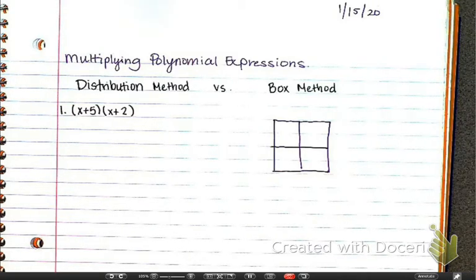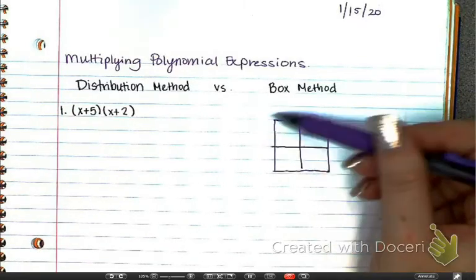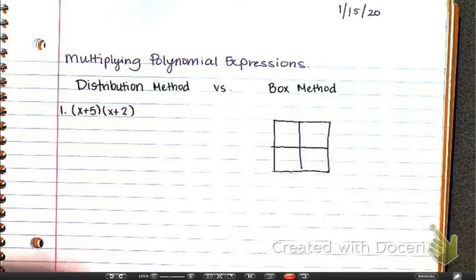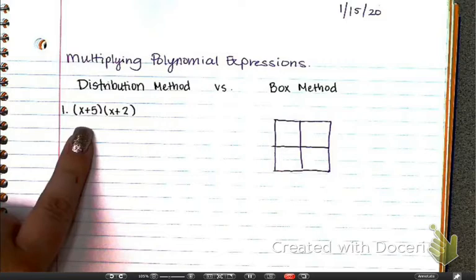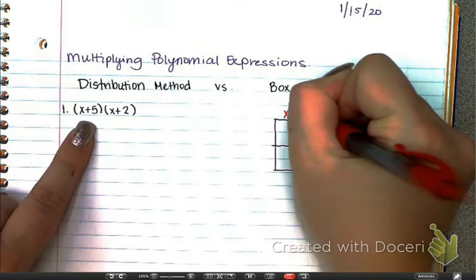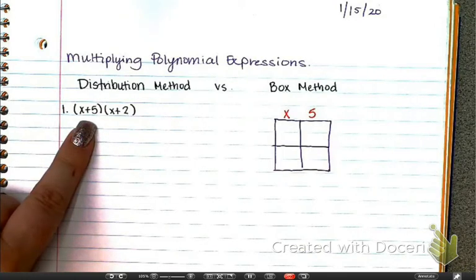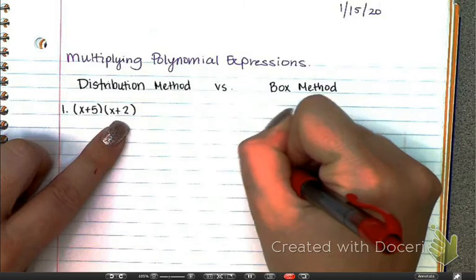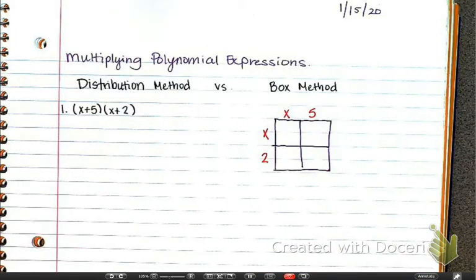Now on the outside of the box are my polynomials, in this case my binomials. It doesn't matter which one goes along the top and which one goes along the side, but I'm going to write x plus 5 along the top. That's a positive 5, so x plus 5 along the top. And down the side I'm going to do x plus 2. Okay. Y'all have taken biology? Yeah. What does this look like to you? Punnett square. So same thing.